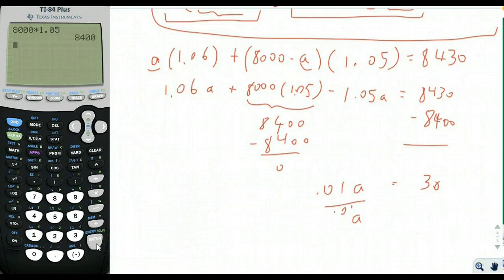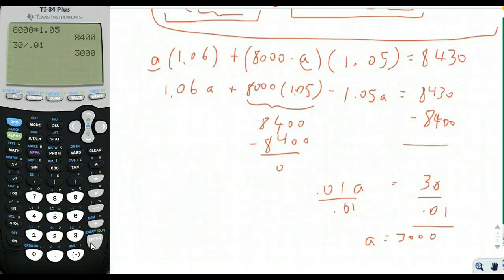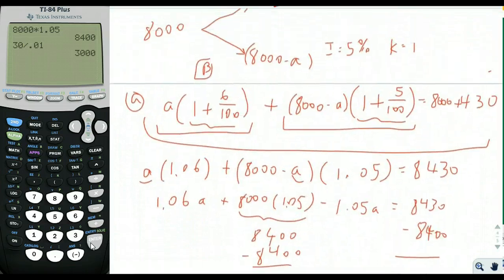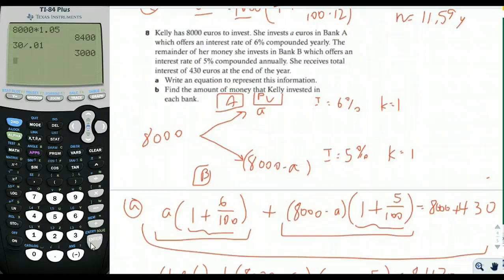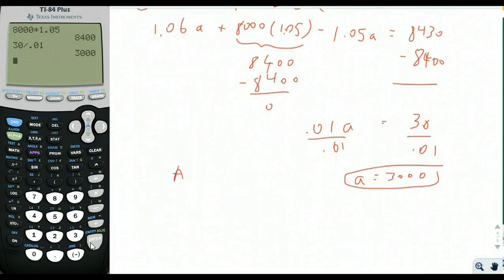Divide both sides by 0.01. And then you have A equals 30 divided by 0.01. Just to make sure we don't make any mistakes, we'll do that with the calculator. 3,000. So the answer is that she put 3,000 in Bank A, and then the remainder of 5,000 was put into Bank B. Bank A, 3,000. Bank B, 8,000 minus 3,000, which is 5,000.